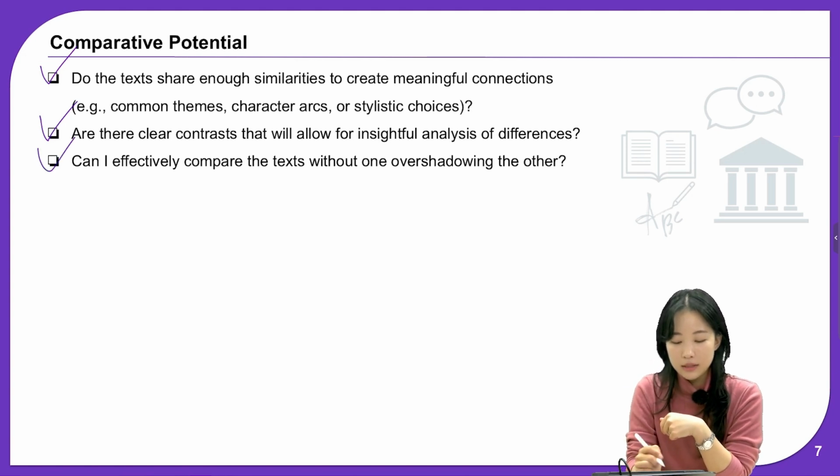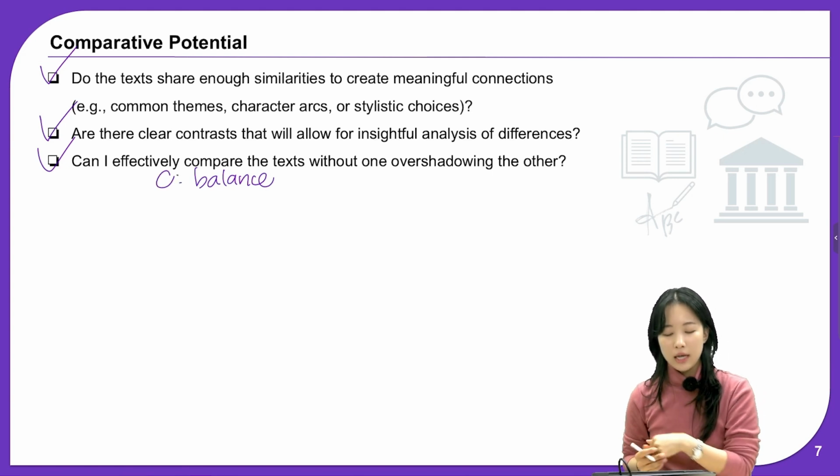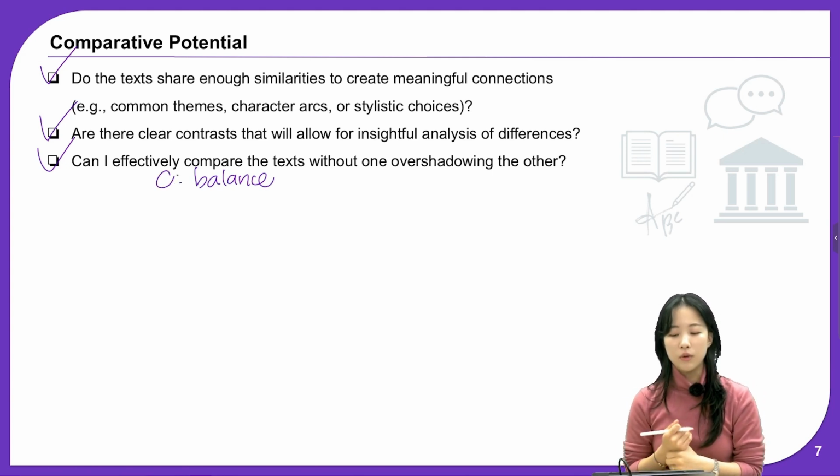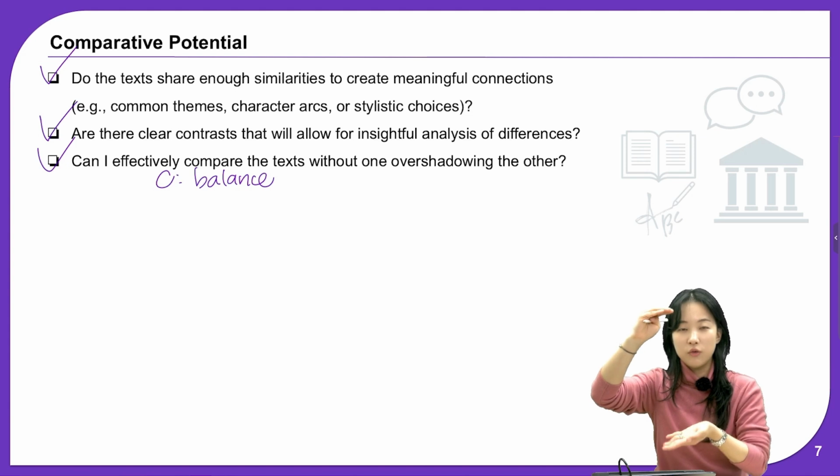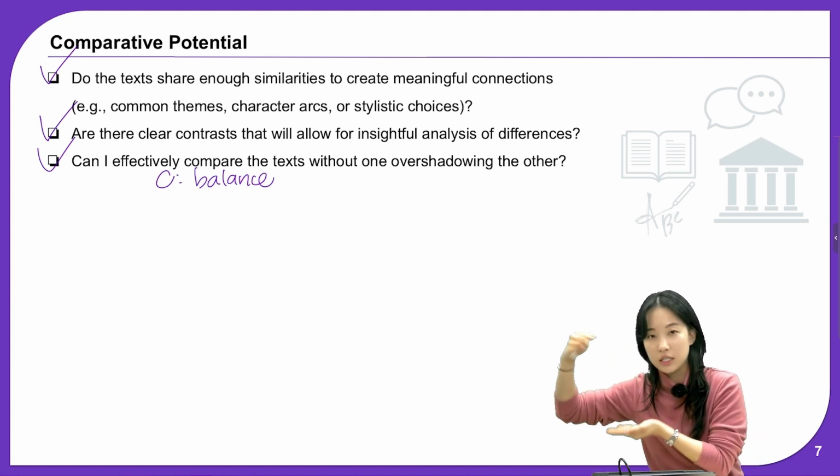This is about balance, which is going to be criteria C. Can I effectively compare the text without one overshadowing the other? Balance as in, are you able to talk this much for text A and this much for text B, right?